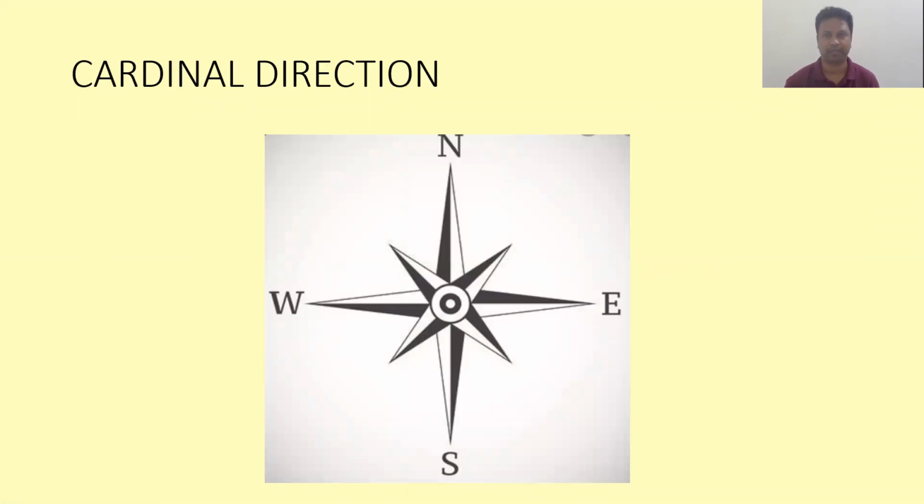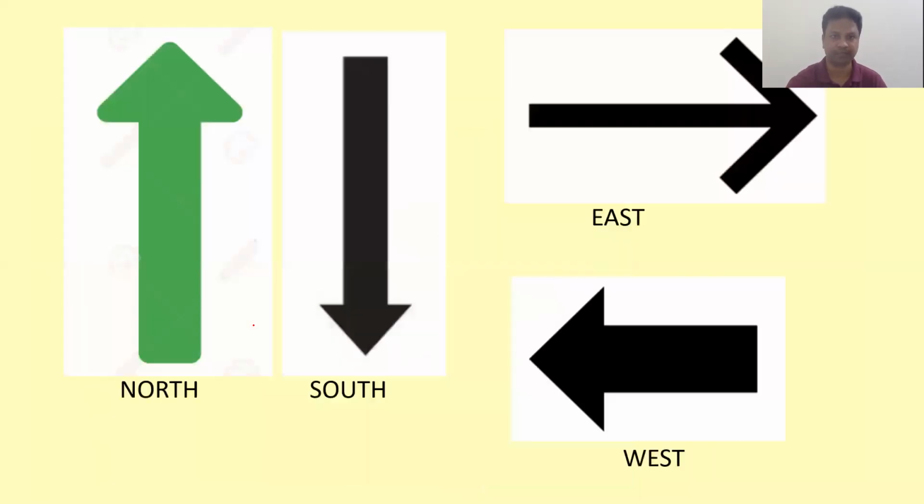Here the very important thing is cardinal directions, or we can call these principal directions. Four principal directions are there. First is north, opposite north is south, east, and opposite east is what? West. Okay, so these four directions are called principal directions or cardinal directions.